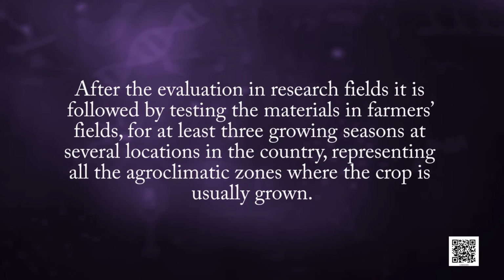After the evaluation in research fields, it is followed by testing the material in farmers' fields for at least 3 growing seasons at several locations in the country, representing all the agroclimatic zones where the crop is usually grown. The material is evaluated in comparison to the best available local crop cultivar, that is a check or reference cultivar.